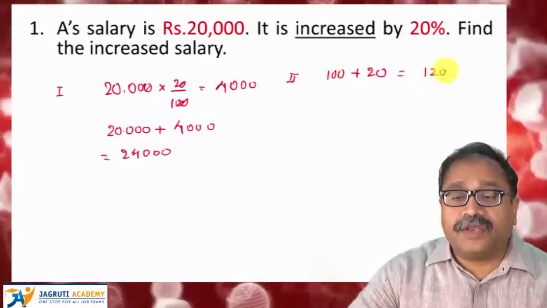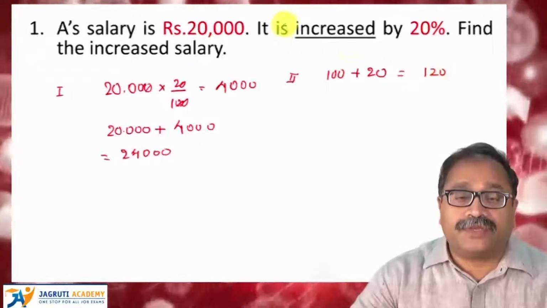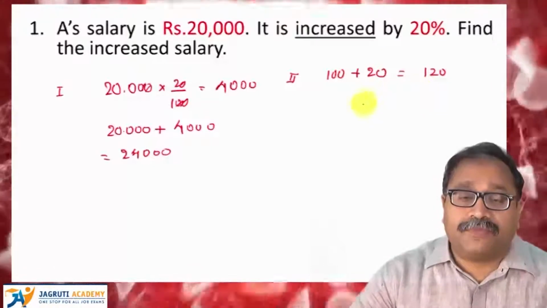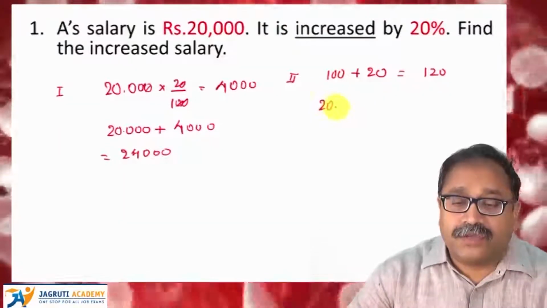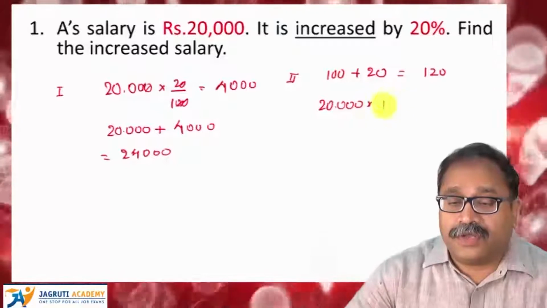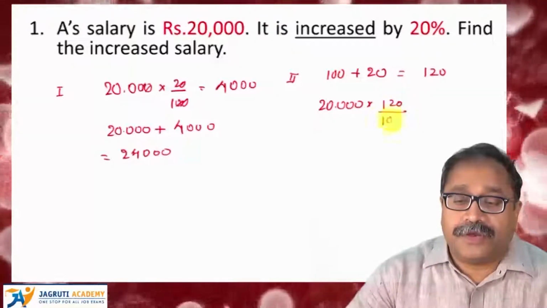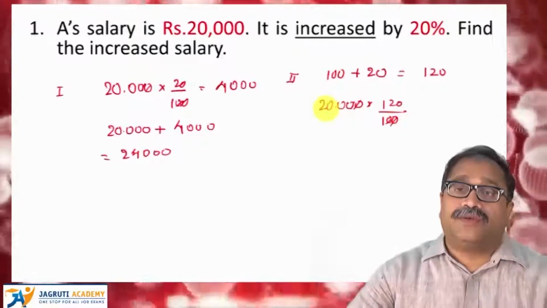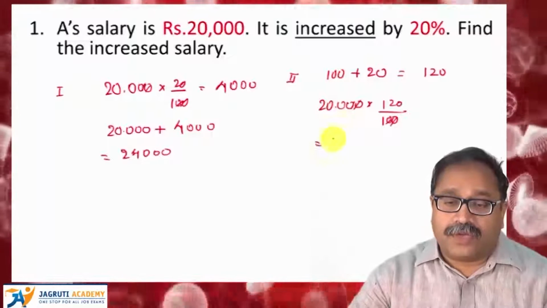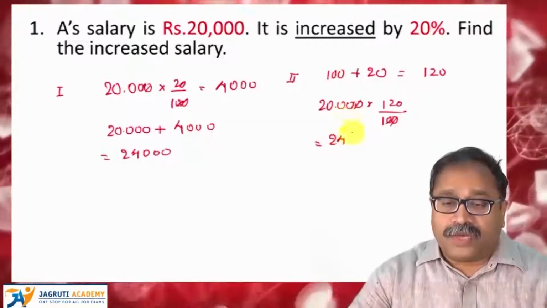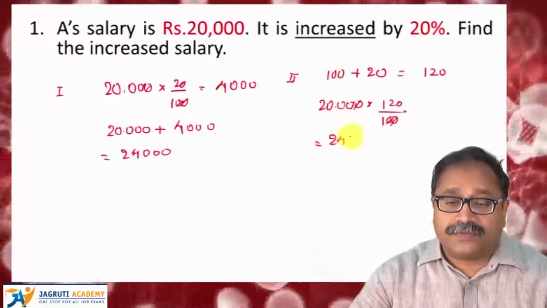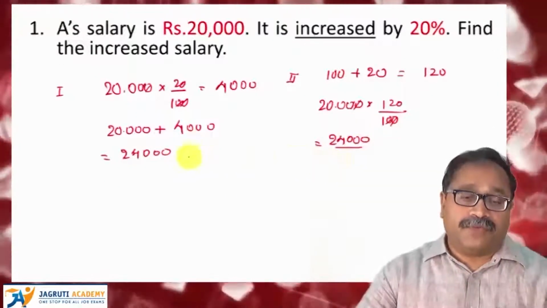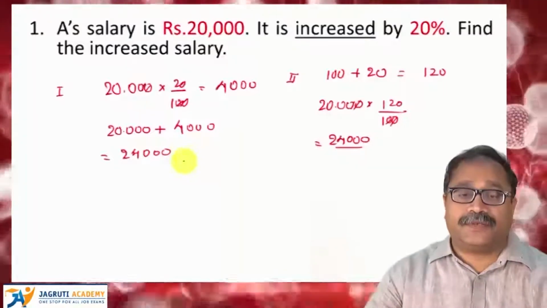Now if I calculate 120% of 20,000, that will be the required number. That's 20,000 into 120 by 100. So I cancel these two zeros, and 12 into 2 is 24. So here I get 24 followed by 3 zeros. So 24,000. In the previous case also you have seen it's 24,000.